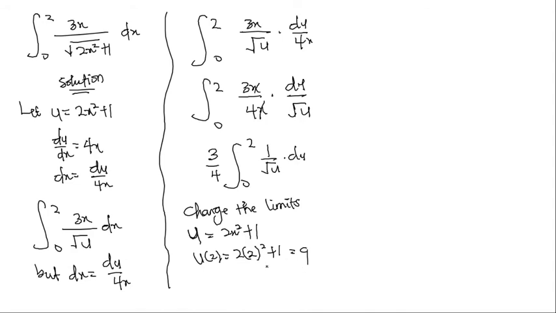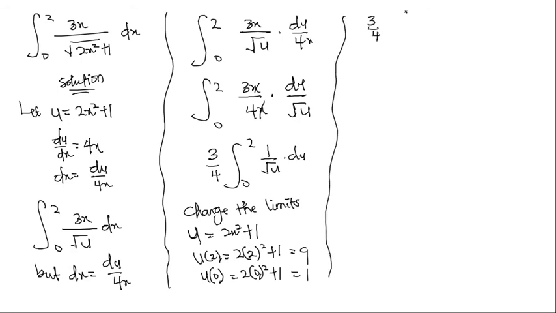Okay, so the second one, when x is 0, the lower limit, we have 2 into bracket 0 squared plus 1, and this gives us 1. So our entire integral now becomes 3 on 4, the integral from 1 to 9 of the function 1 over root of u du. So from here we can go ahead and integrate this function, and we get our answer.